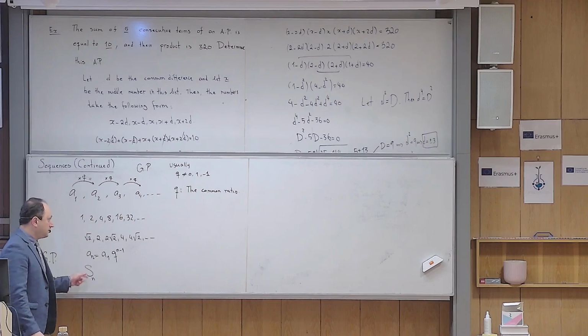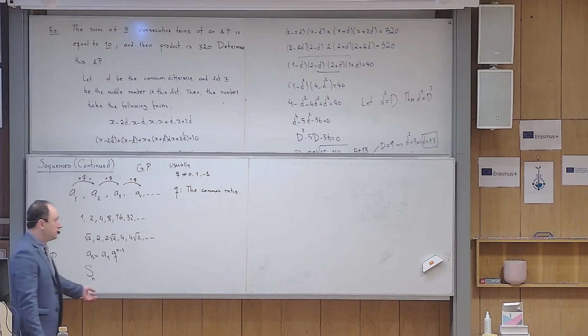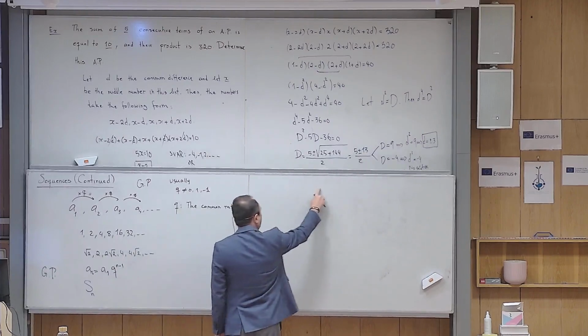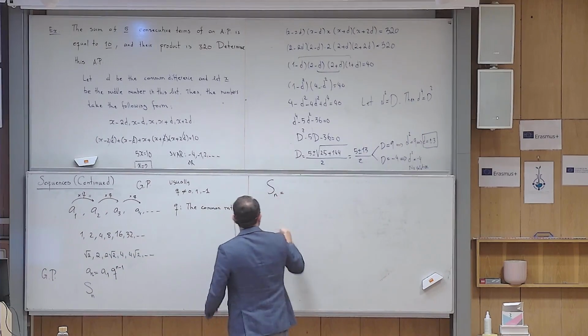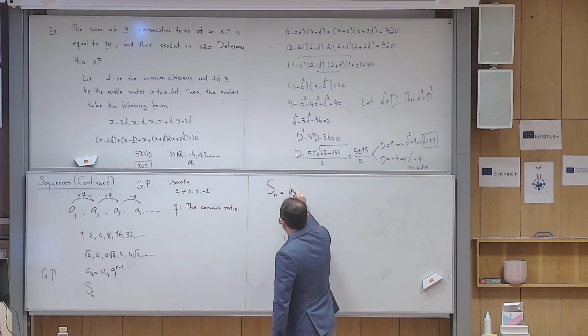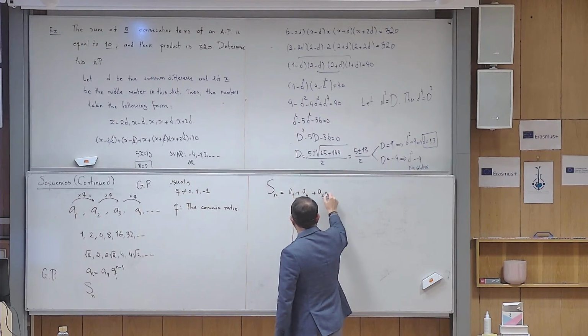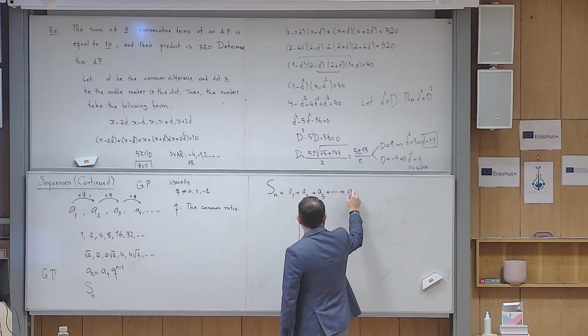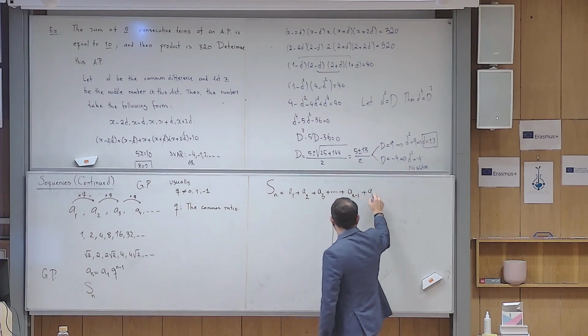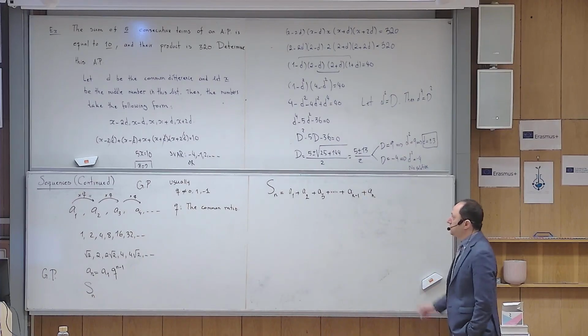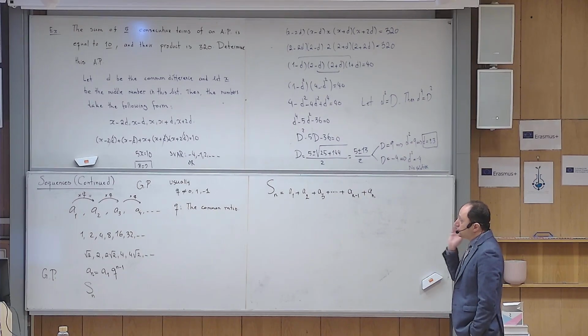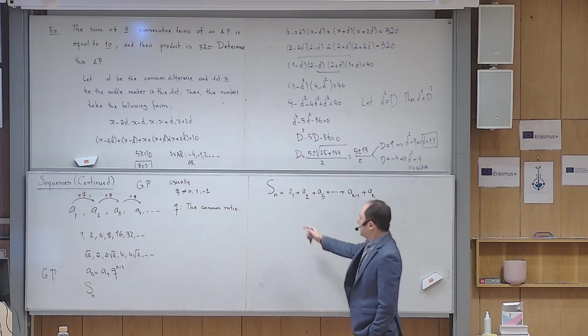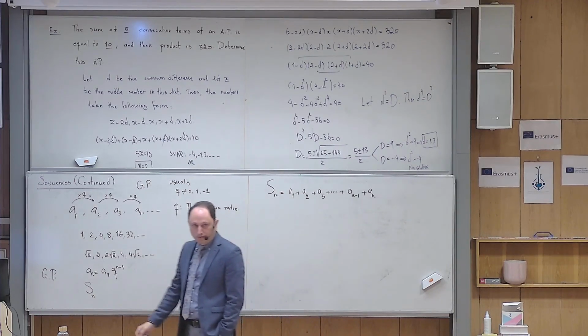But for S_n, the problem is a little bit harder. If I want to find S_n, S_n again means the same thing: the sum of the first n terms. This is the meaning of S_n, exactly as before. But of course, the formula shouldn't be expected to be the same as before because this is a completely different topic. Do you remember how we got S_n for arithmetic progression?